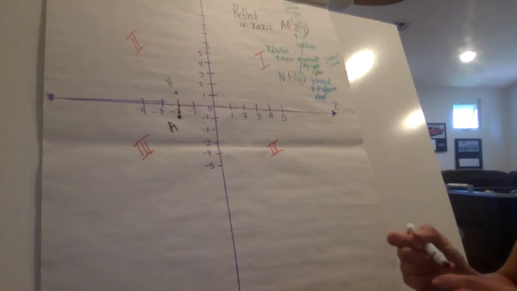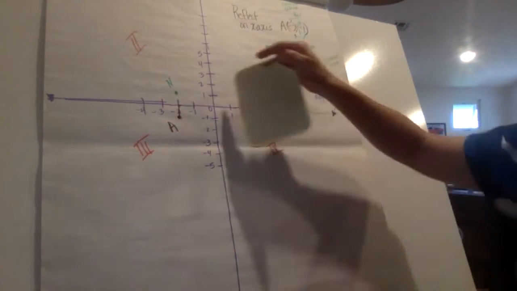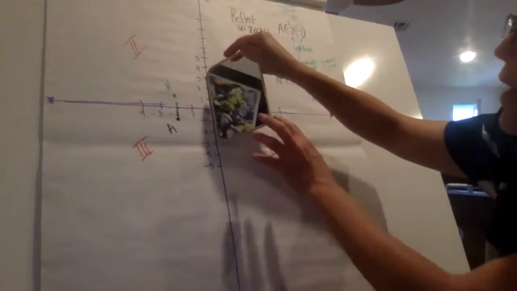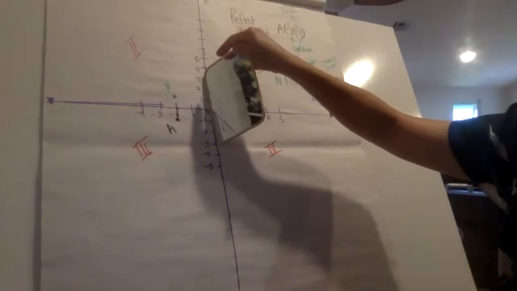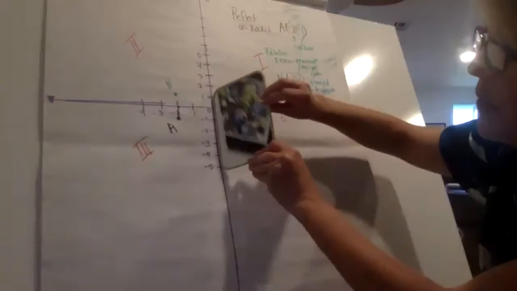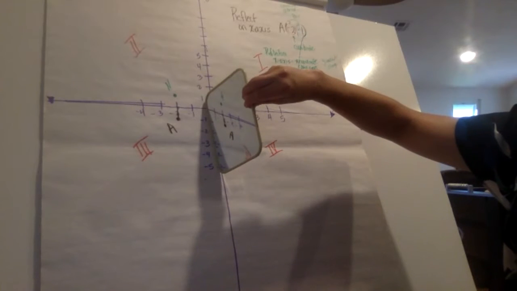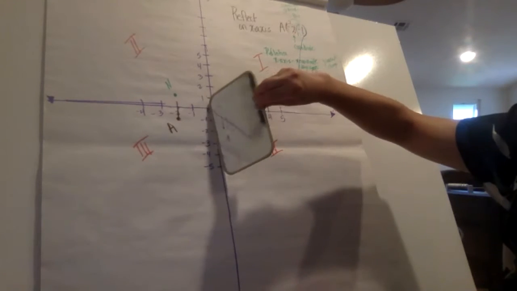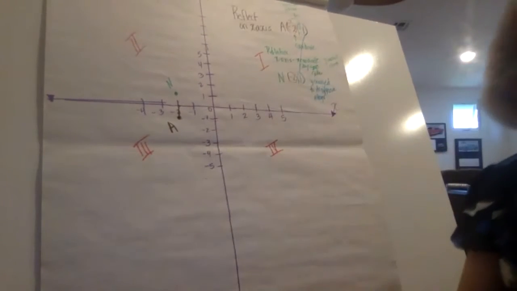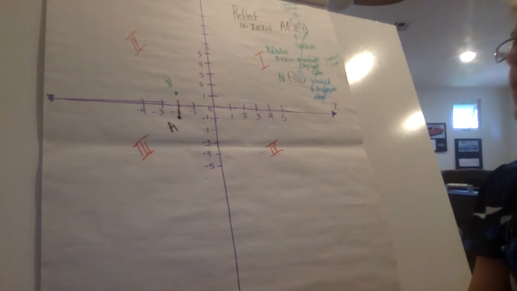I could reflect A on the y-axis as well. So if I reflected A on the y-axis, what quadrant would A jump to? I'm trying to get the mirror in the right place. So if I put the mirror this time on the y-axis, what quadrant would it be in? Jason's saying it is quadrant 4. He's one of the few people I can see. I see Mrs. Nelson's telling me it's quadrant 4 as well.